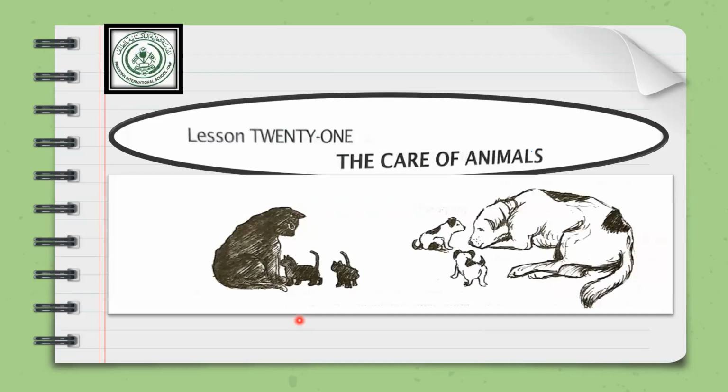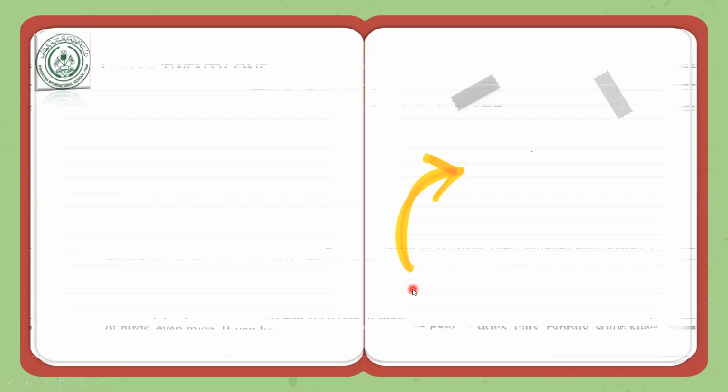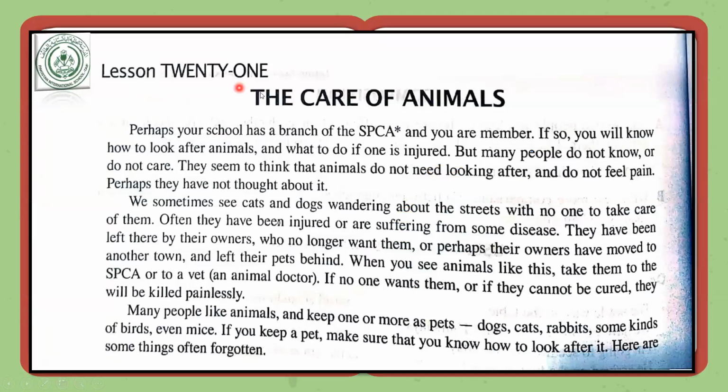Dear students, you can see a few animals over here in the picture. Here we have a dog and a cat as well. The same picture is in your lesson as well. Lesson 21, the care of animals.